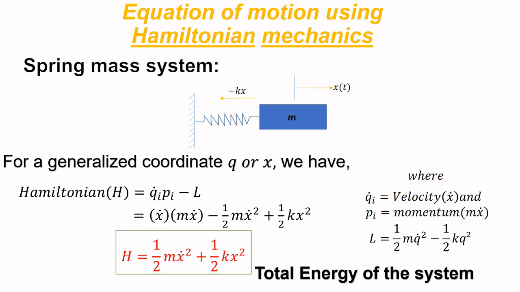So now we will write the equation of motion using Hamiltonian mechanics. This is our spring mass system. To write the equation of motion for a generalized coordinate q, or we can say x, we have Hamiltonian H equal to q̇p minus L. So what is q̇ here? It is velocity, which I can also write as ẋ.